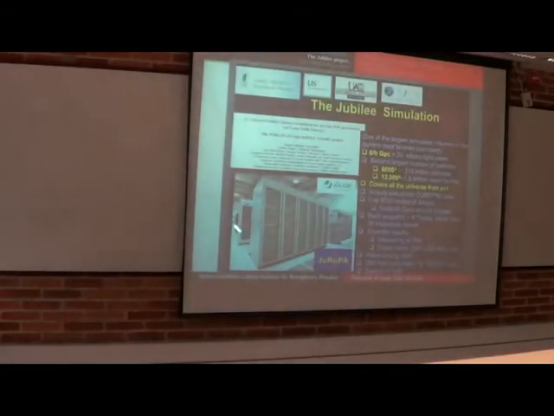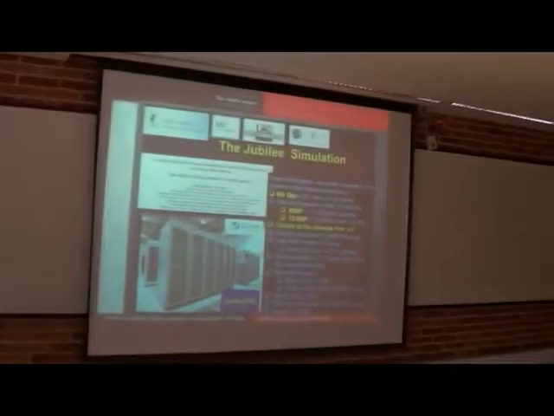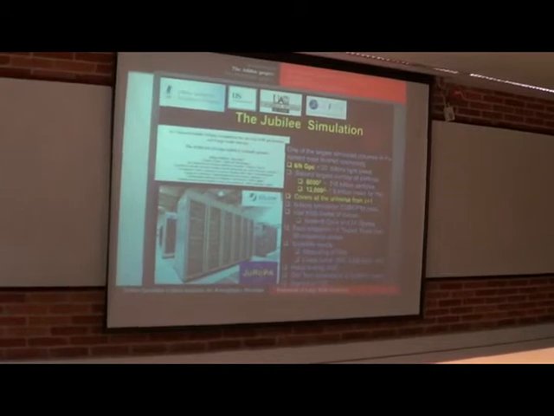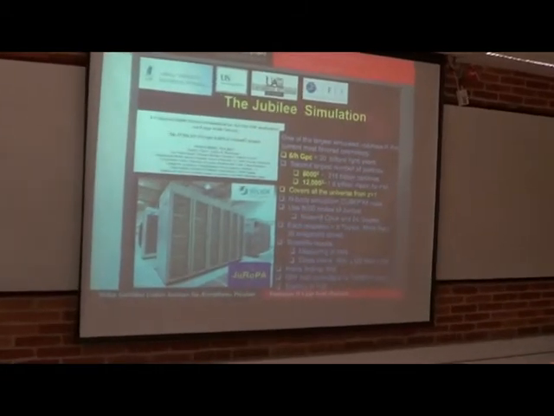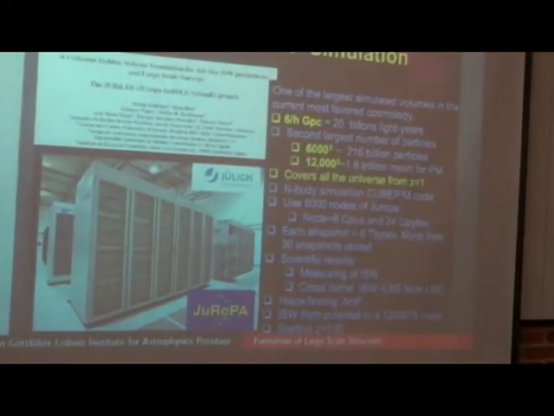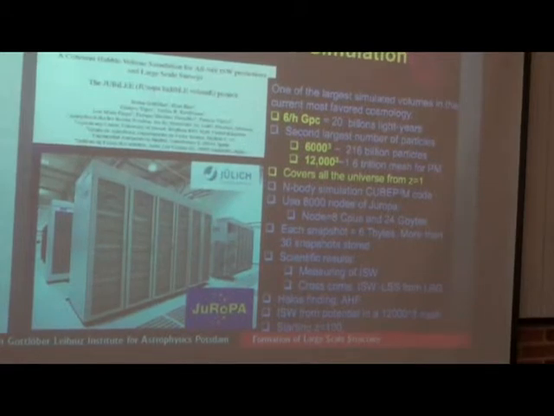So this is the machine where we have performed the Jubilee simulation. It's still much bigger than this room here, a few of these rooms. The size is 6 gigaparsecs and 6,000 cube particles. This is the number of meshes we have. The idea was to cover a large fraction of the universe, and the fraction we can cover is everything under redshift 1.